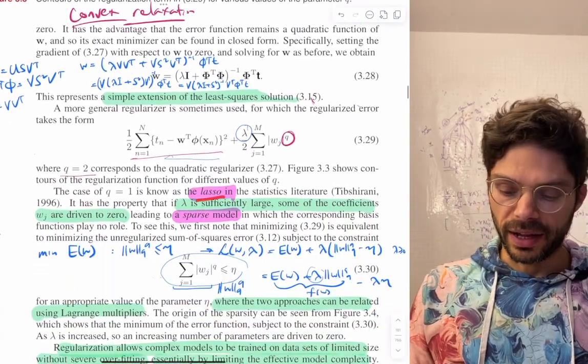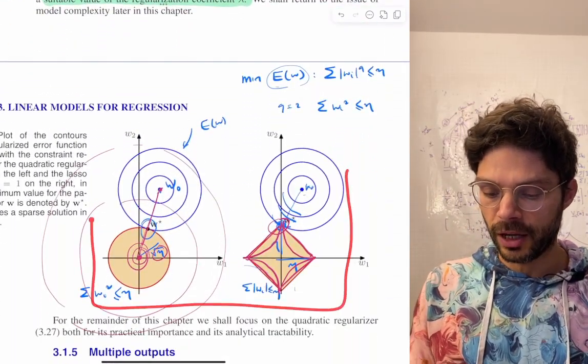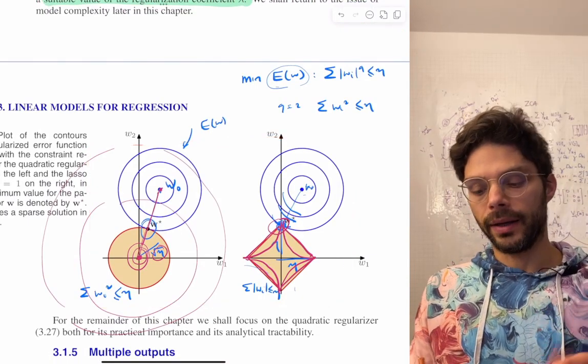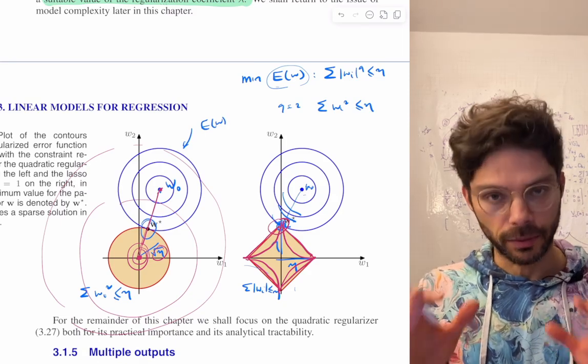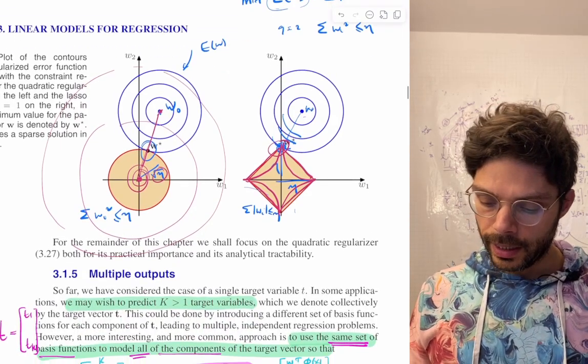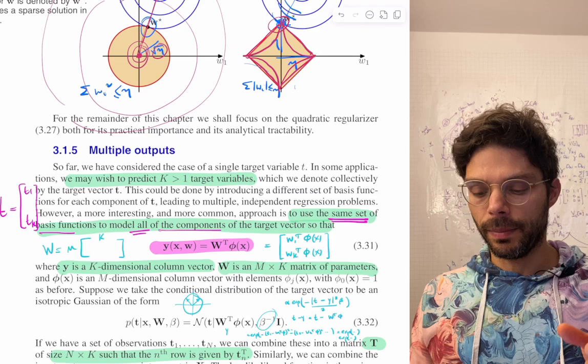So that was the lasso and the sparse models. I hope you understood this picture about what's going on, why the L1 priors will tend to produce sparse solutions. That's a really good one for building intuition. We then looked at, okay, we've been looking at just a single output each time. What about having multiple outputs?